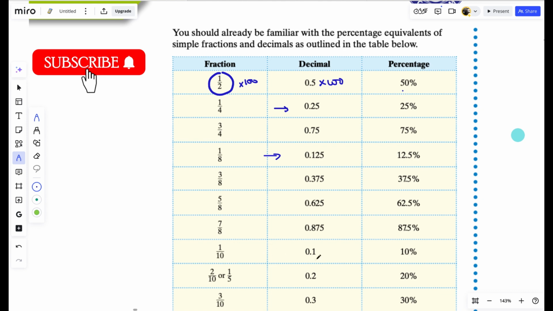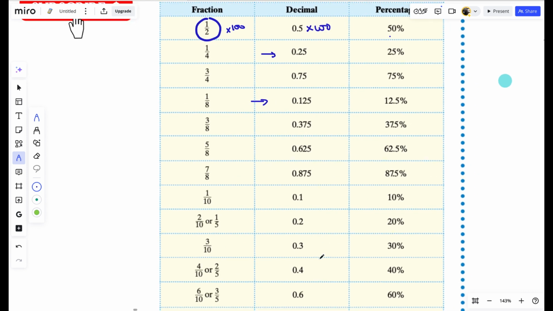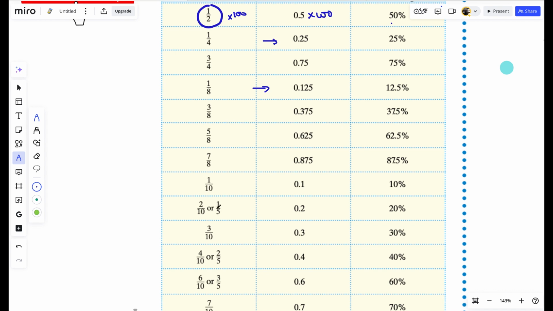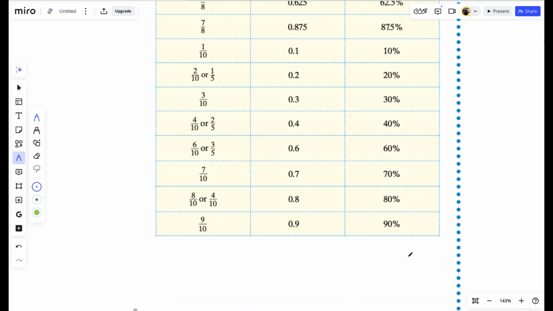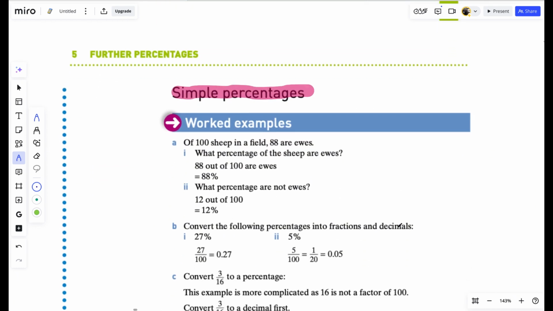1 all over 10 will give you 0.1, and to percentage will be 10%. 1 all over 5 or 2 over 10 is 0.2, and if you change it to percentage, it gives you 20%. 3 over 10 similarly will be 0.3. Anything over 10 is 0 point that number. 4 over 10 will be 0.4, 5 over 10 will be 0.5. And if you change to percentage, you multiply by 100, okay? Now, 9 over 10 will be 0.9, and it gives you 90%. So that's with regards to converting numbers in fraction to decimal and to percentage.